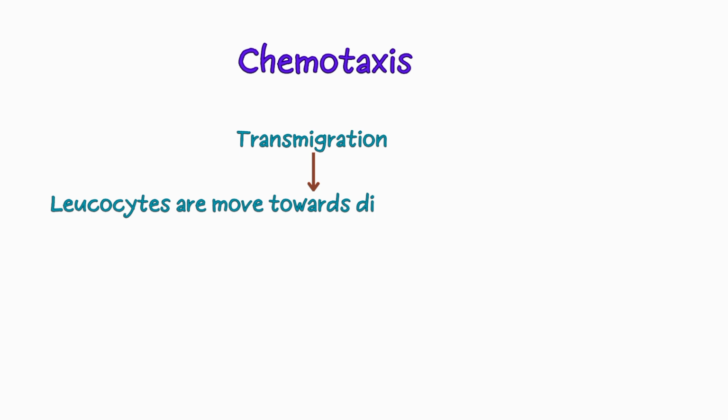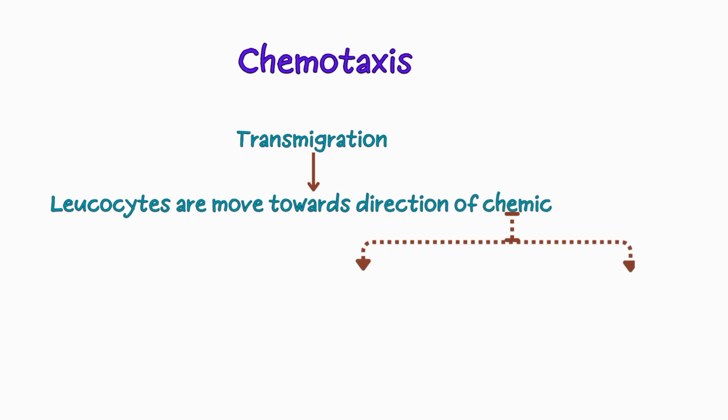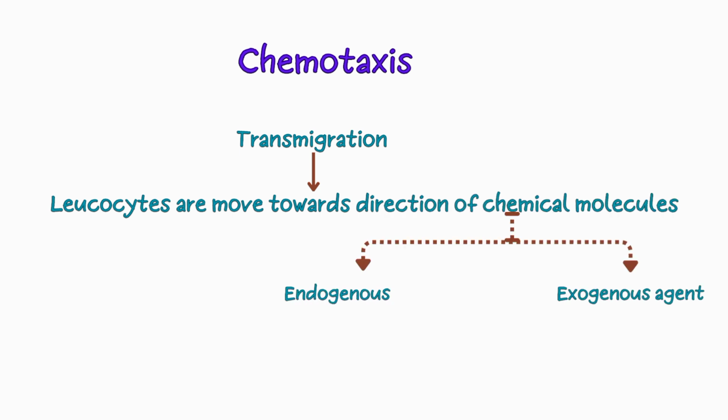Now move towards the 4th change, that is chemotaxis. It is a process in which, after transmigration, leukocytes move towards the direction of chemical molecules. Chemical molecules are of 2 types: 1. Exogenous agent. 2. Endogenous agent.